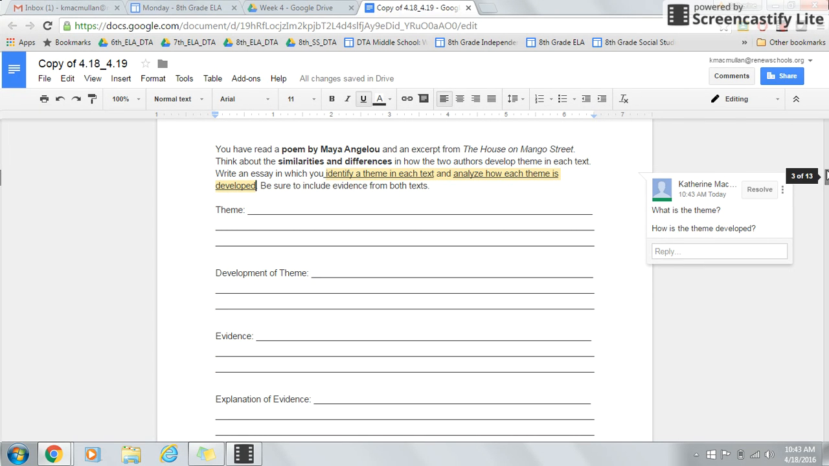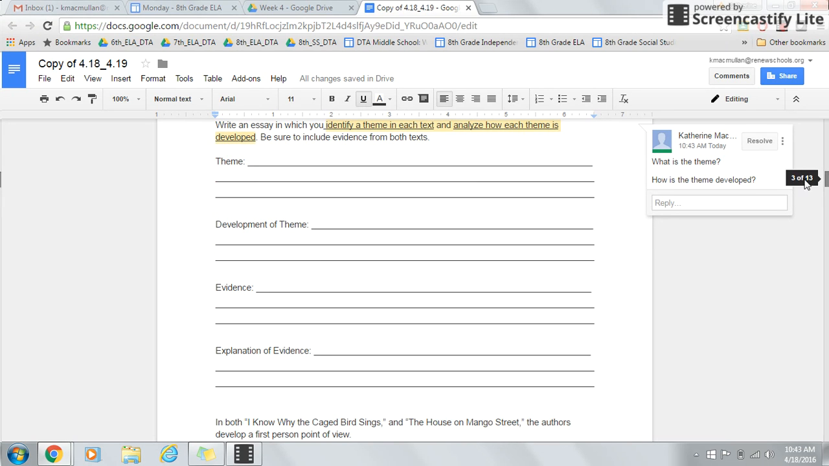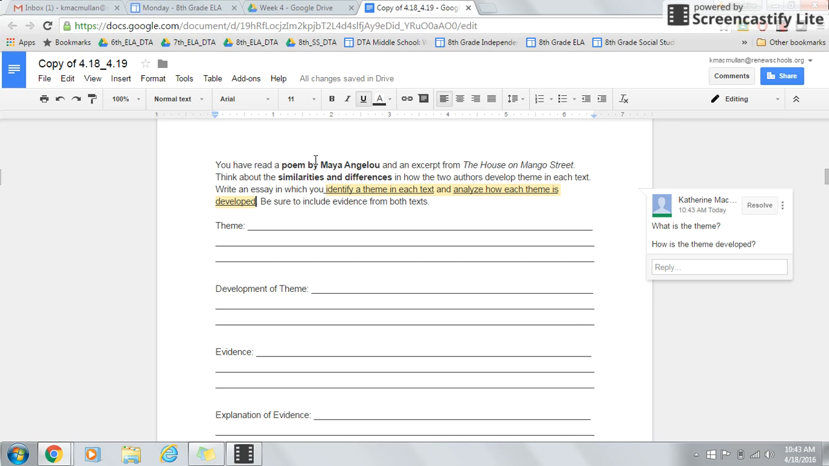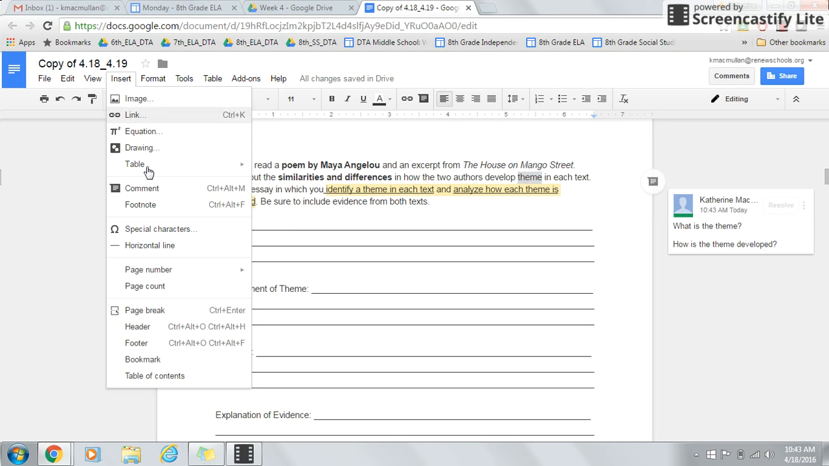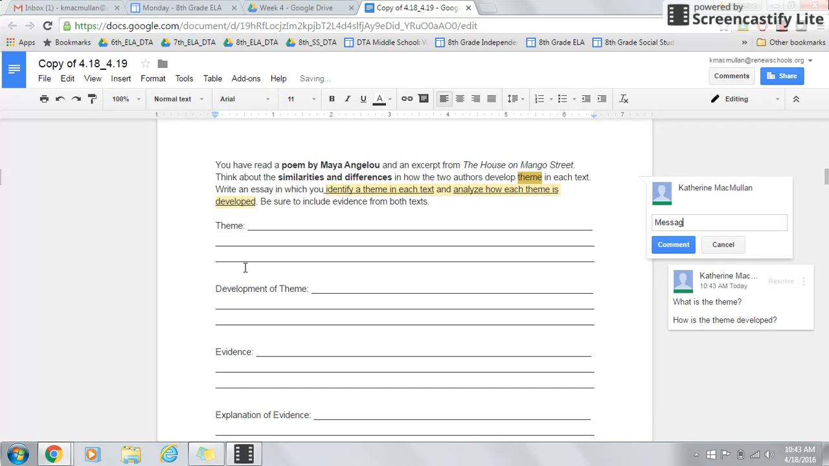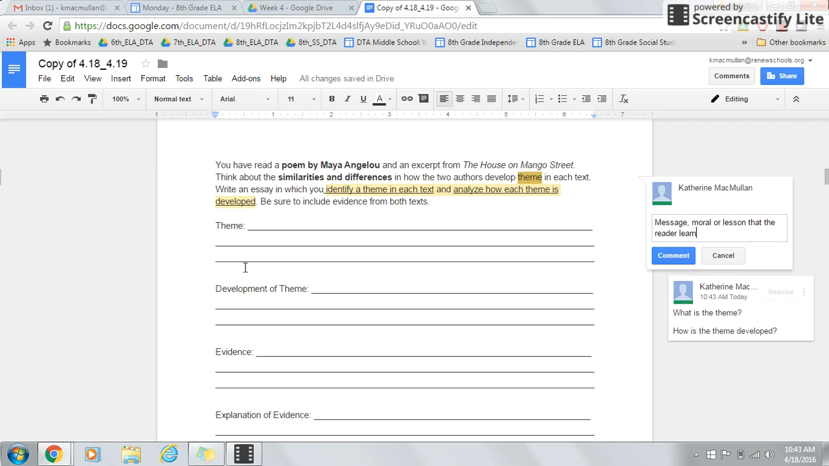You're not actually writing a paragraph. You're just going to answer it using these lines here. The first question is, what is the theme of I Know Why the Caged Bird Sings by Maya Angelou? You need to answer this in complete sentences, starting with a restate: the theme of I Know Why the Caged Bird Sings is. So what is theme? We know that a theme is the message or the moral or the lesson that the reader learns, or that the author wants the reader to learn.